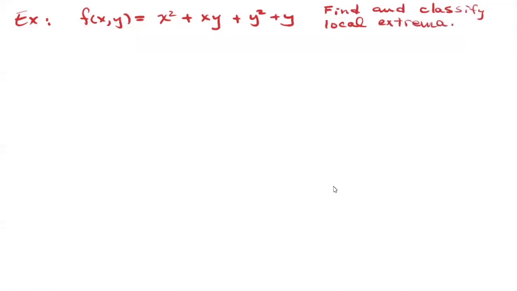Okay, so we have to take both partial derivatives and set them equal to 0. So fx is 2x plus y, I think. Set that equal to 0. Fy is x plus 2y plus 1. Like that. Set that equal to 0.